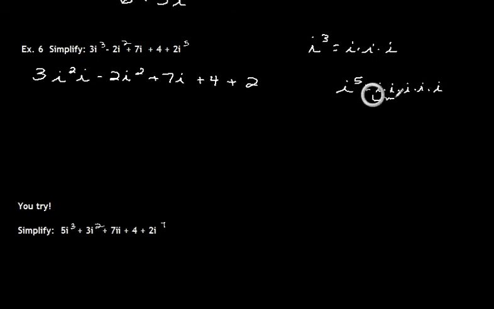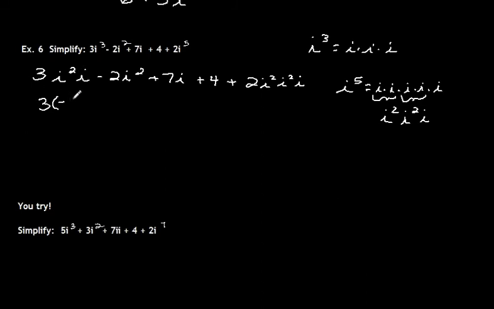So these two i's make an i squared. These two i's make an i squared. And we still have an i left over. So I'm going to make this one into i squared, i. That's i to the 5th. You break them into your i squared parts. That way you can simplify them. Now we replace all the i squareds with negative 1.